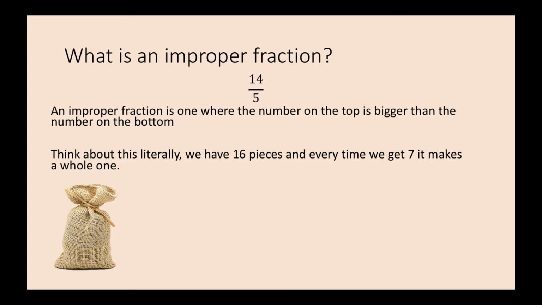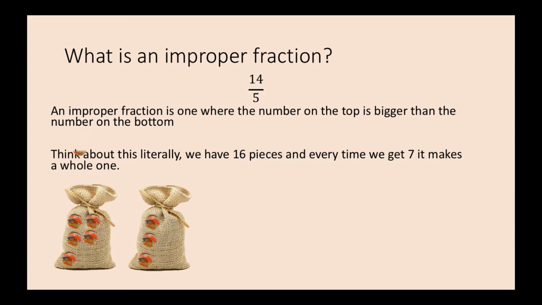14 over 5 means that my bags will be full every time I get 5 in them. There's 5 in one bag. I know it's not quite full, but let's just say for the sake of this it is. And there's my second bag with 5 marbles in. Now 2 5s make 10, so I've got 14, so there's going to be 4 left over. I've not got enough to fill another bag. So here I have 2 whole bags and then 4 out of 5 left.